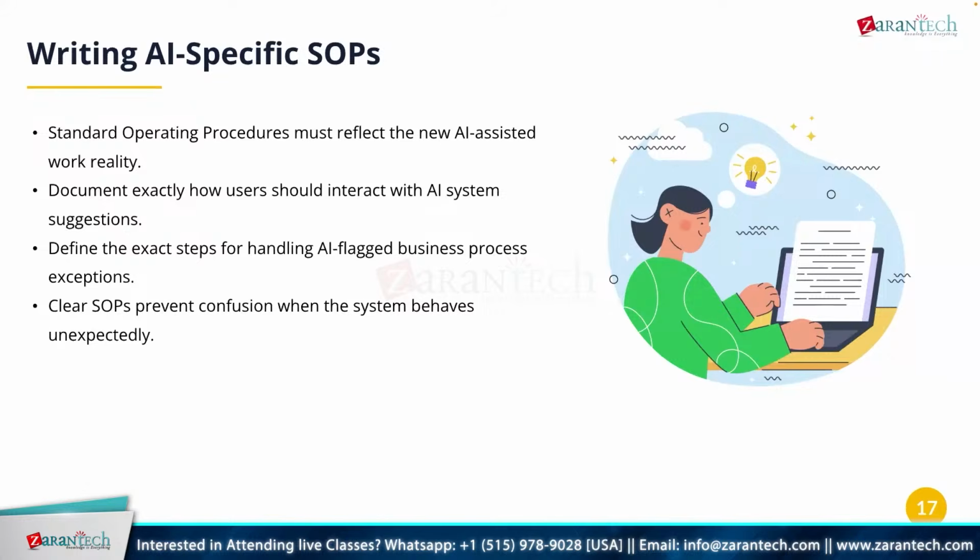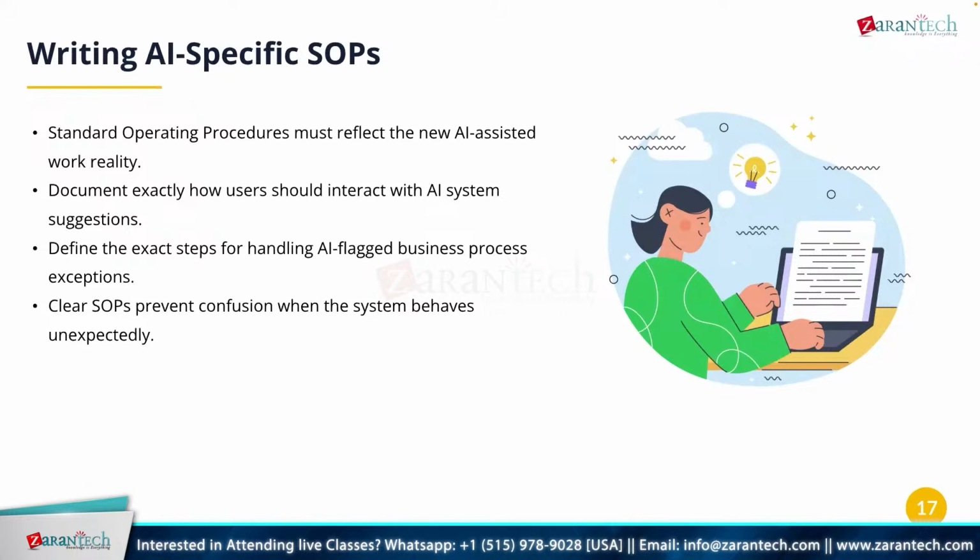AI SOPs are not just process documents. They define how humans and AI collaborate, like who decides and how accountability is maintained. So what is the core principle here? The SOPs must define when to trust AI, when to question it, and how, and who is responsible for it.